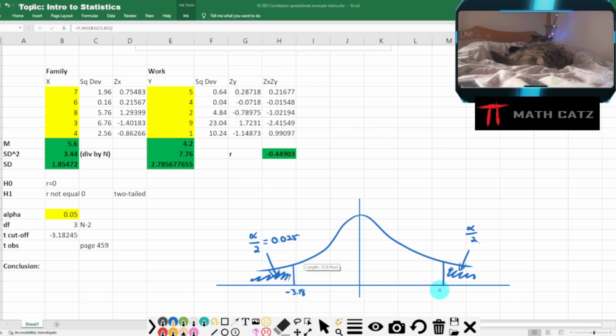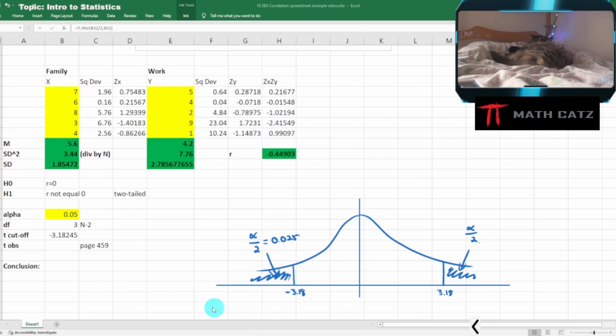3.18, and so the other one will be 3.18. I didn't need to really bother with the two-tailed, though you are more than welcome to. Go back to my cursor here. There we go. So now I need to calculate my observed t-score. Where does this sit? Is it far enough away from 0 to suggest that, no, this distribution is not centered at 0?